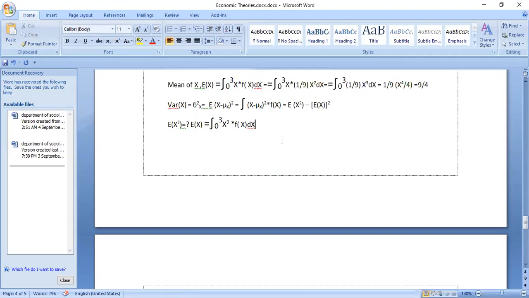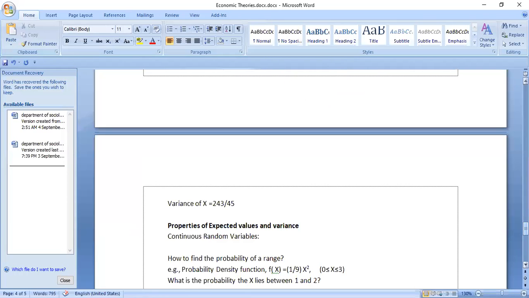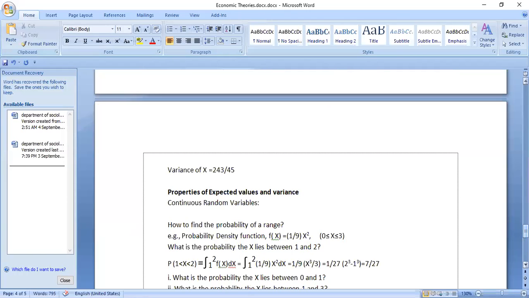So you find expected value of x squared. Then if you find expected value of x squared from here, just follow this rule. Then you have expected value of x here, which is 9/4. Then you will find expected value of x squared. Take the difference, that gives you variance of x. I hope you try, but don't forget that this variance is a measure of dispersion.